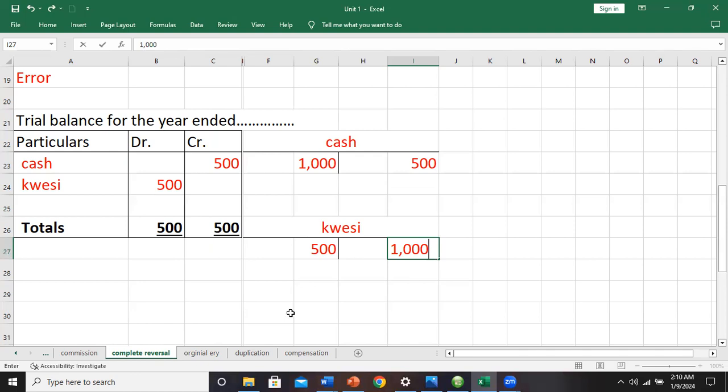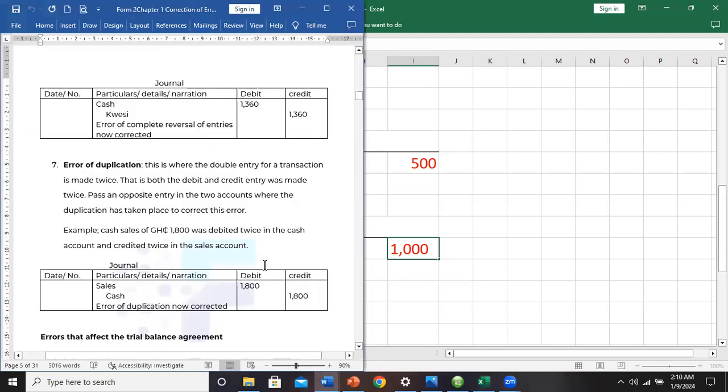So that is our final error, error of duplication. It means you made the entries twice. A debit not once but twice, a credit not once but twice. So to correct it, you have to erase one by passing the entries.